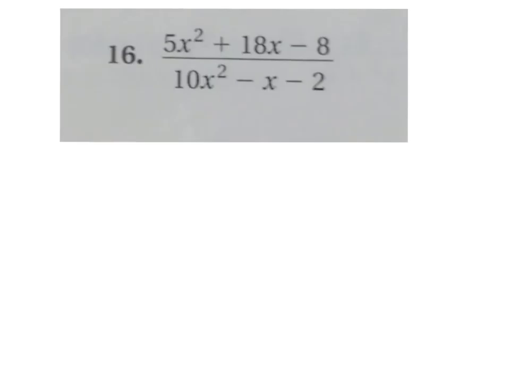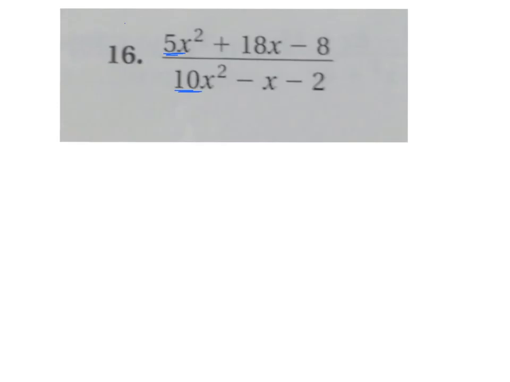Hey everybody, I wanted to take a look at number 16 from page 577. On this problem, they want us to simplify the rational expression. Now, as you can see, we have a coefficient in front of our x squared on the top and on the bottom. So when we factor, we may have to use our tic-tac-toe factoring.